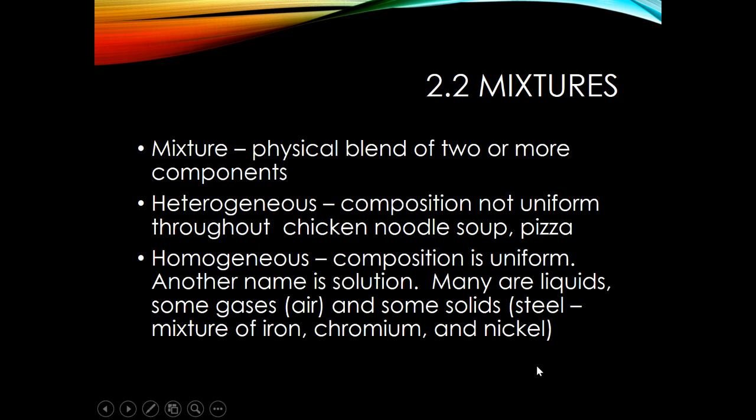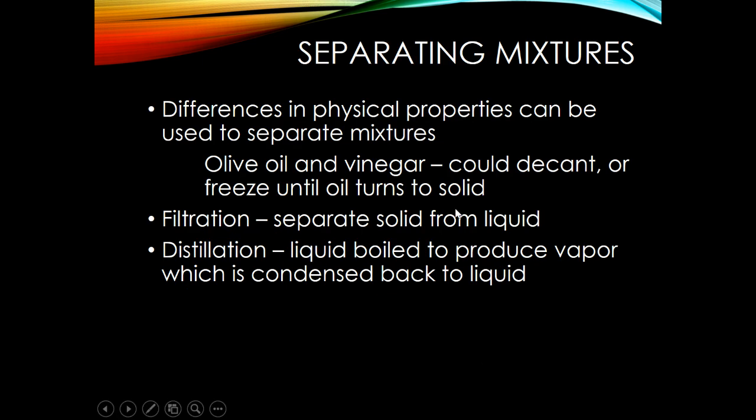How do you separate these things? Well, you're going to use the different physical properties to separate them. Salad dressing, oil and vinegar, is great salad dressing. But if you really had to separate it, you could decant that mixture. What that would do is you would put it in a special bottle that helps the substances separate. Another way you could do is you could freeze the olive oil and the vinegar mixture. And the olive oil is going to freeze before the vinegar, so that's going to turn solid first.